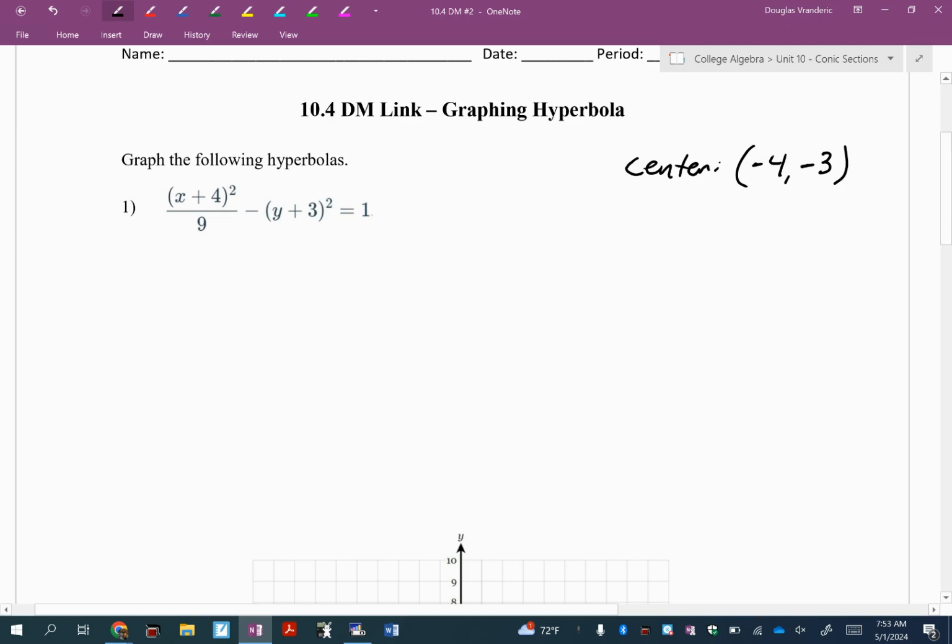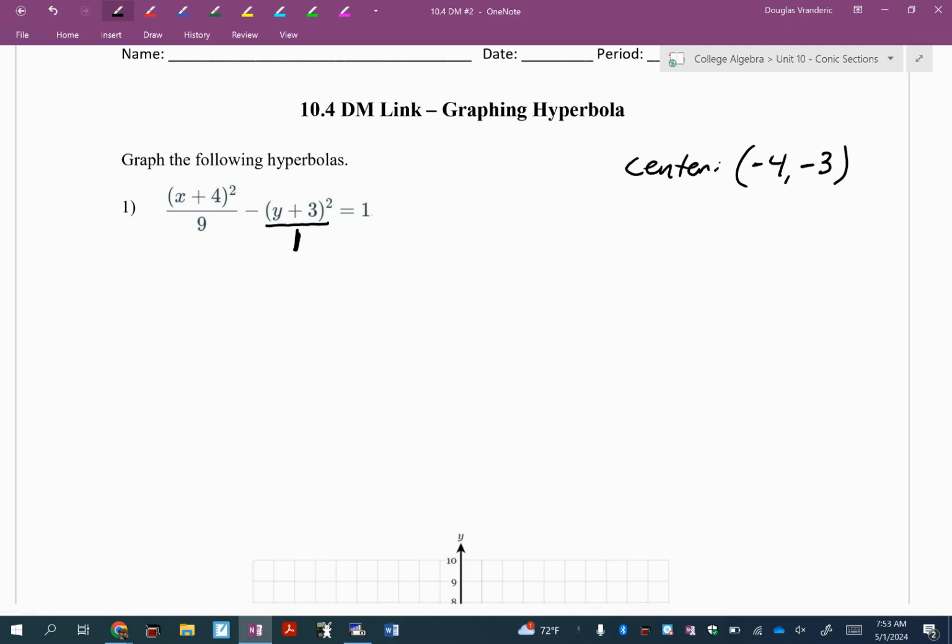Now, this one, I don't think we've seen one yet like this. Do you see how the one that has y plus 3 squared does not have a denominator? So what is that actually over if there's no denominator? It's actually a 1, right?